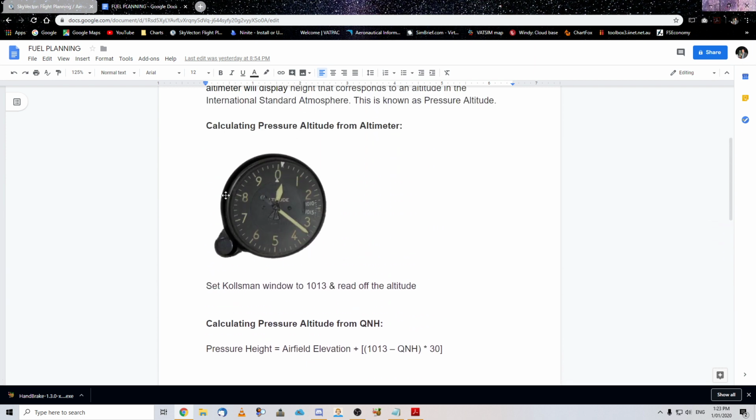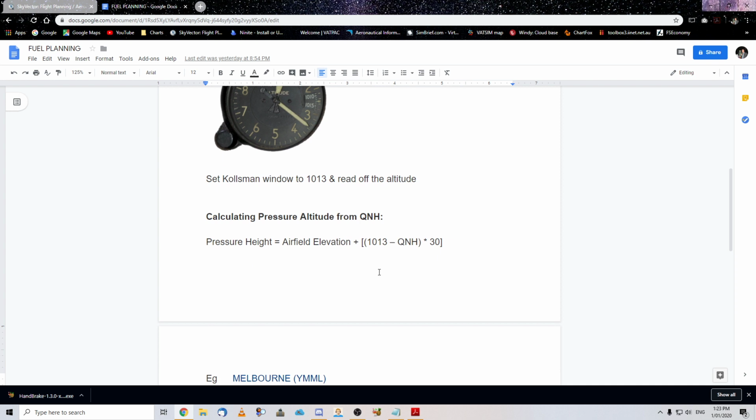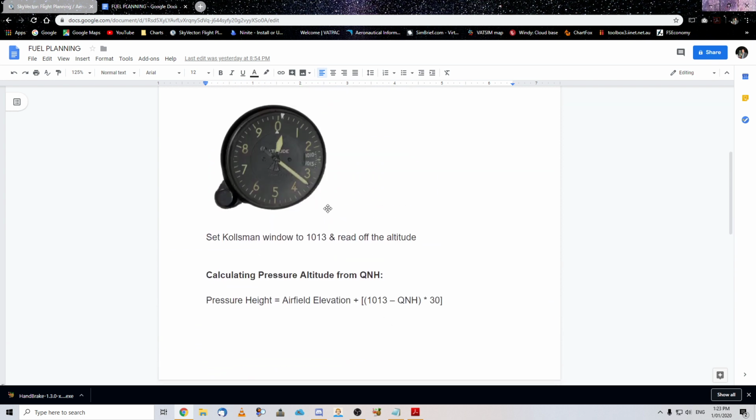So if you go back here, if the QNH in Melbourne on that particular day was 1023, I think I said, you would see this indicating about 124, or whatever it was, 134.